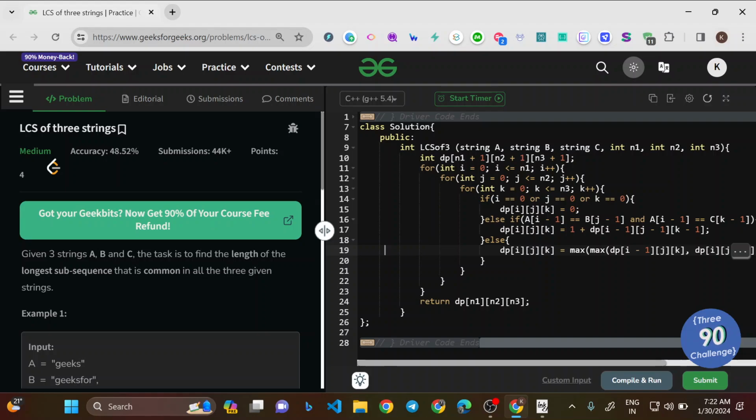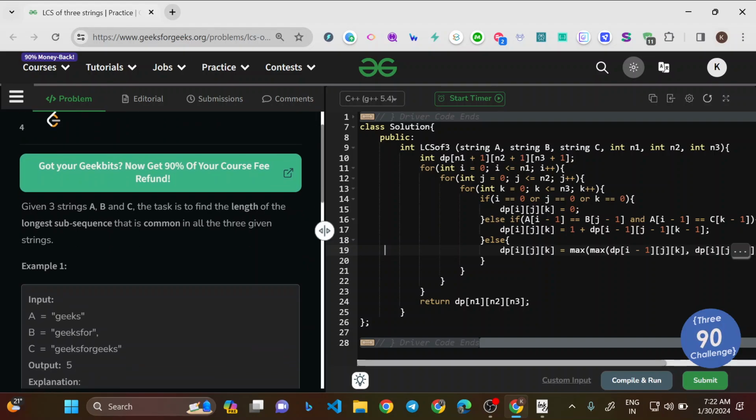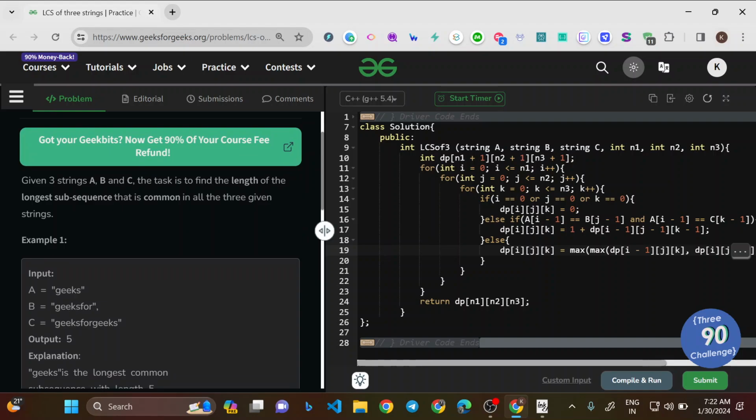So anyways, let us proceed further with solving this question. This is a medium level question and it's the problem of the day on Geeks for Geeks today. So what is the question saying? Given three strings A, B, C, the task is to find the length of the longest subsequence that is common in all the three given strings. The standard problem, that is LCS, the longest common subsequence. The same thing here as well, just that there is another string added.